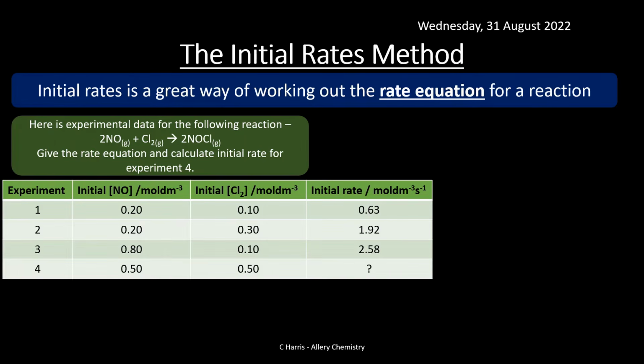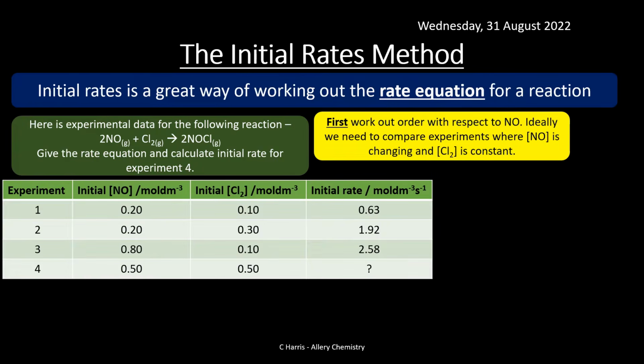So we need to work out the rate equation, and we need to calculate what the initial rate is for experiment 4. So when you get a question like this, the first thing we need to do is work out the order with respect to NO. Now ideally we need to compare experiments where the concentration of NO is changing and the concentration of chlorine is constant, remaining the same.